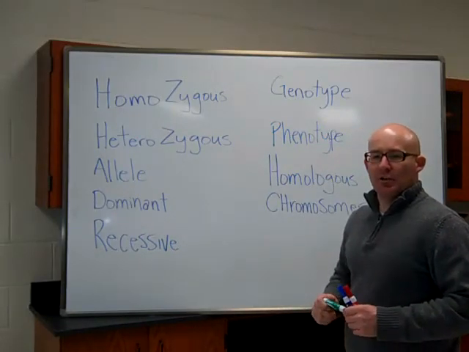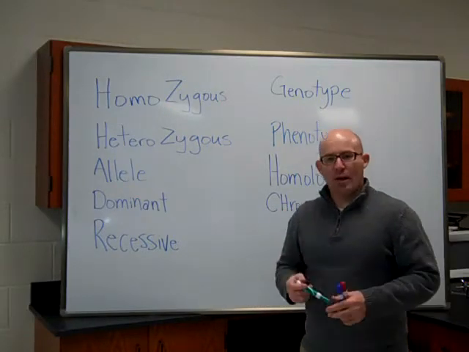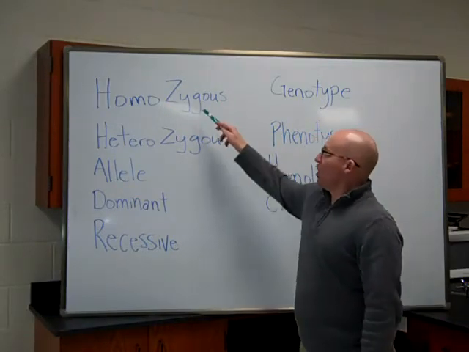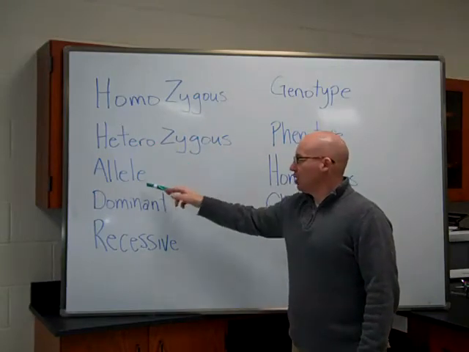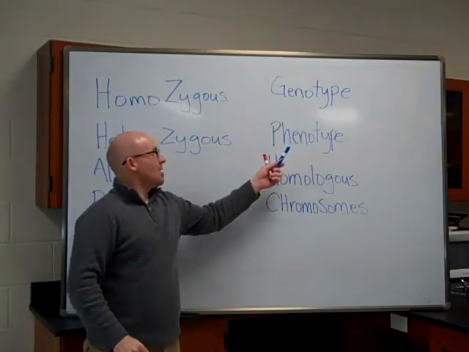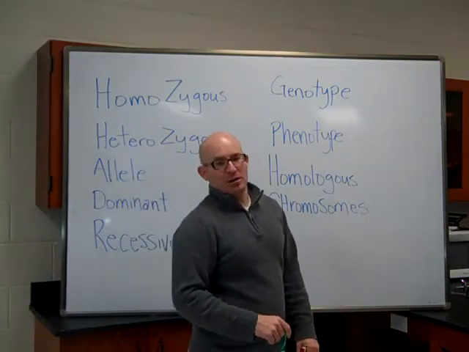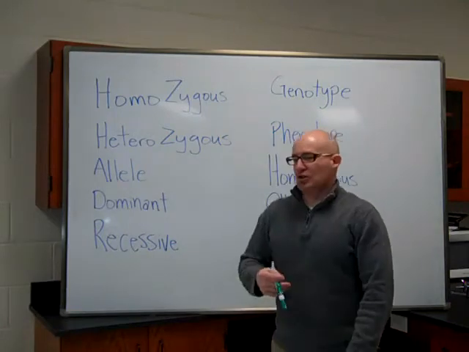Now, we've got some key terms. You have to know what these key terms mean. On a worksheet we did in class, we used words like homozygous, heterozygous, allele, dominant, recessive, genotype, phenotype, homologous chromosomes. These are a few of the key terms you need to know about. So let's just start right here.